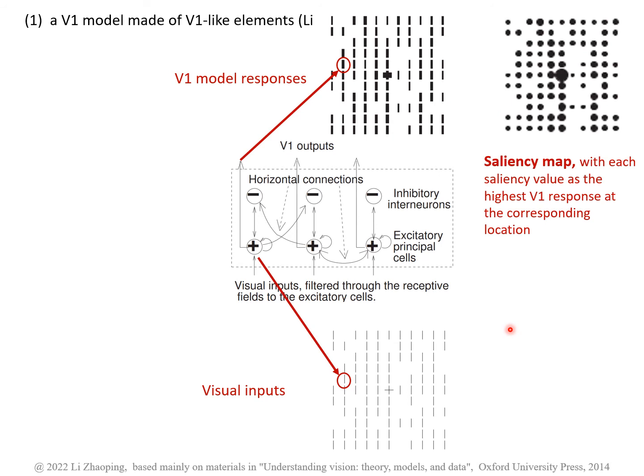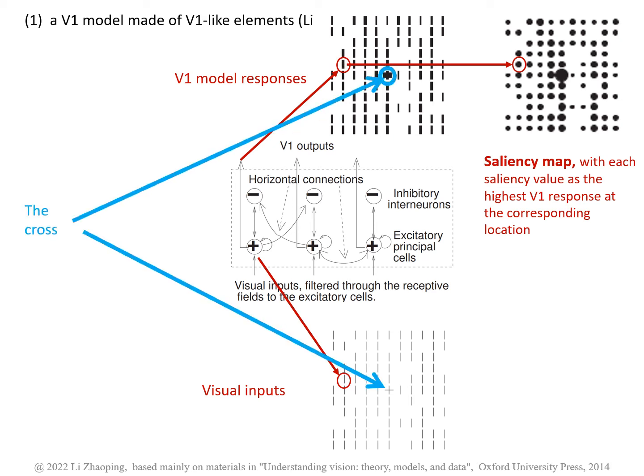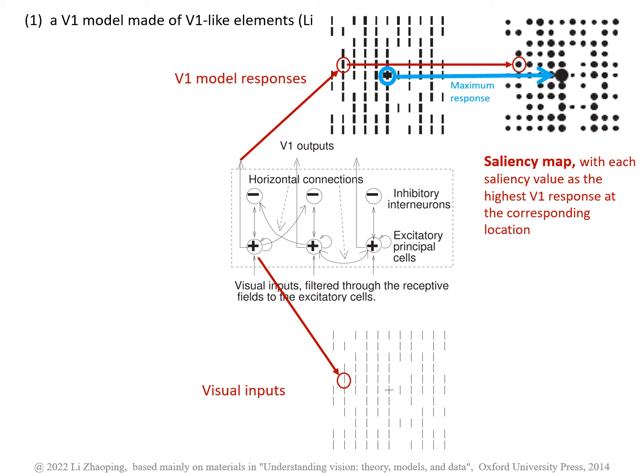Here is the saliency map from these V1 neural responses. The saliency value at each location is visualized by the size of the disk depicted for each location evoking responses. So it corresponds to the corresponding neuron's response level to that location, and always the disk is the maximum response among all neurons responding to that location. For example, at this location of the input cross, there are at least 2 neurons responding, one to the vertical bar and one to the horizontal bar. This saliency value is the maximum of these 2 responses, not the sum of these 2 responses.